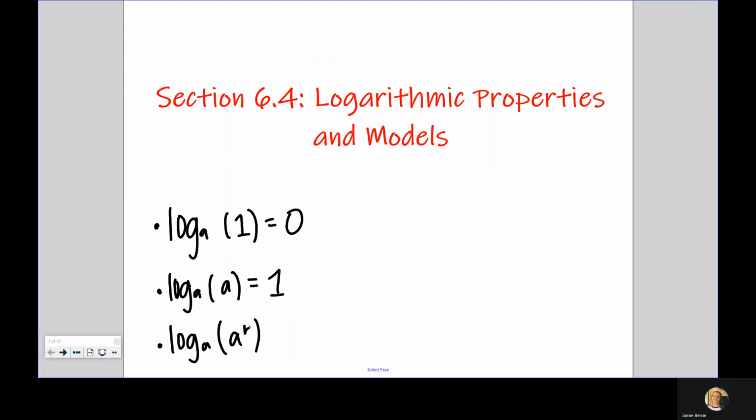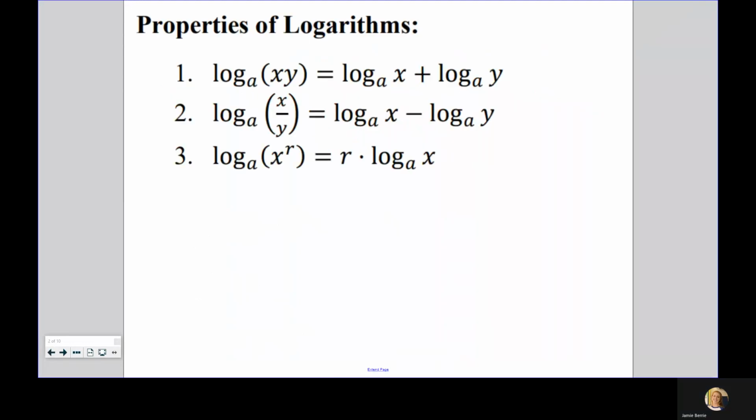And then building off of that last one, if you have log base A of A to some power R, then again, if the base matches the argument, they cancel out and you're just left with the exponent, which here is represented by R. All right, so we already learned those 3 properties of logarithms, and now we're going to learn 3 more properties that have names. So these are the 3 properties. This first one is called the product rule. Then we have the quotient rule. And then we have the power rule.